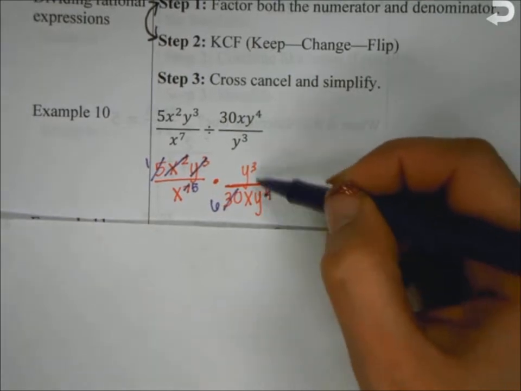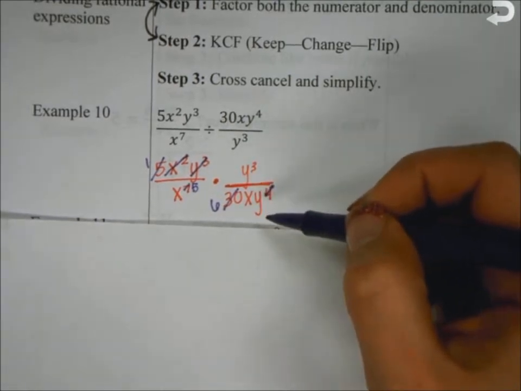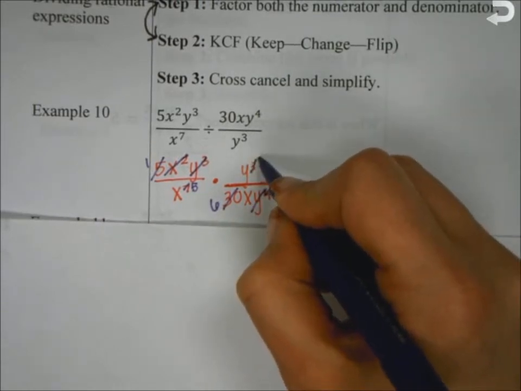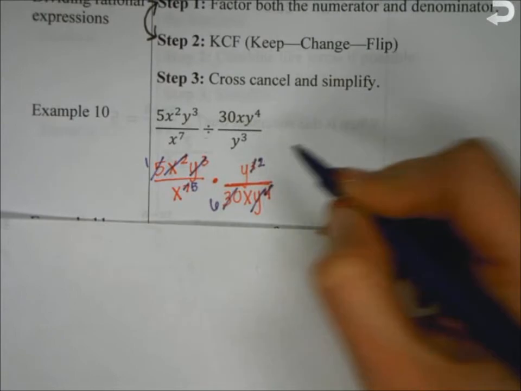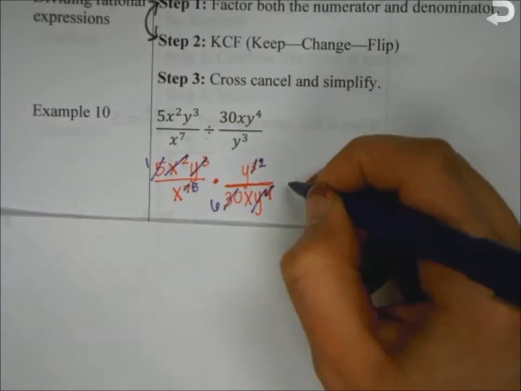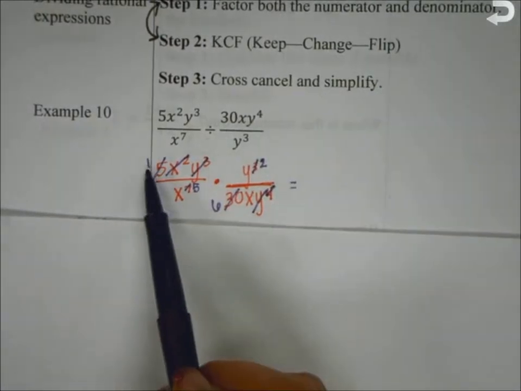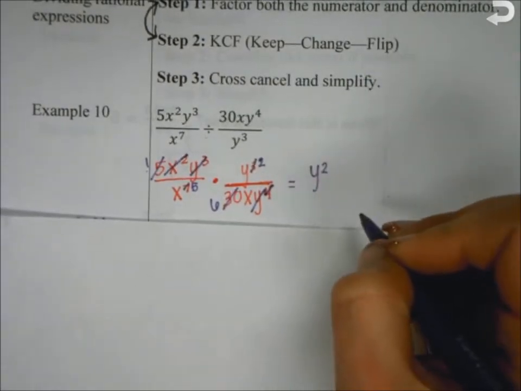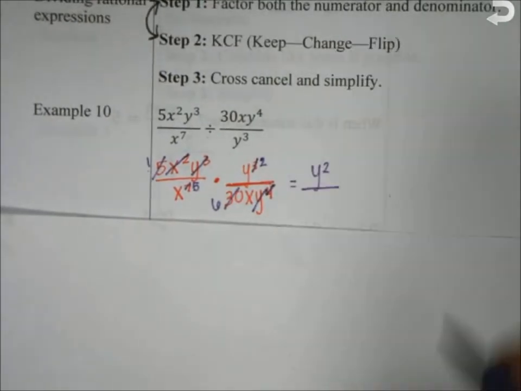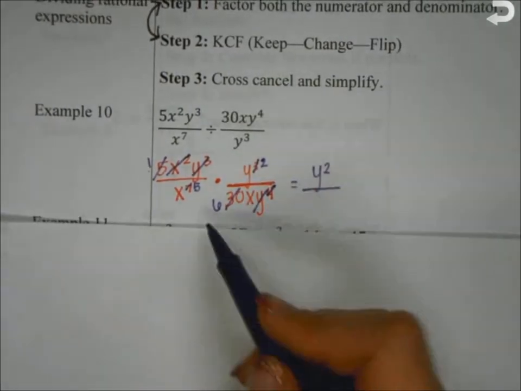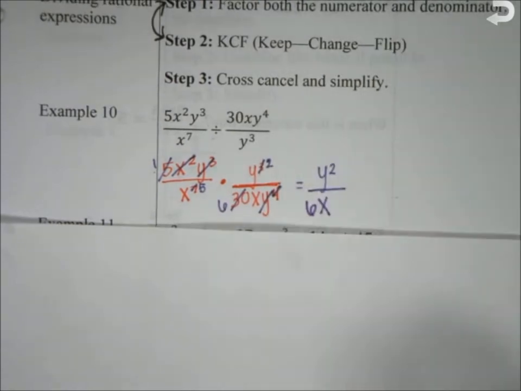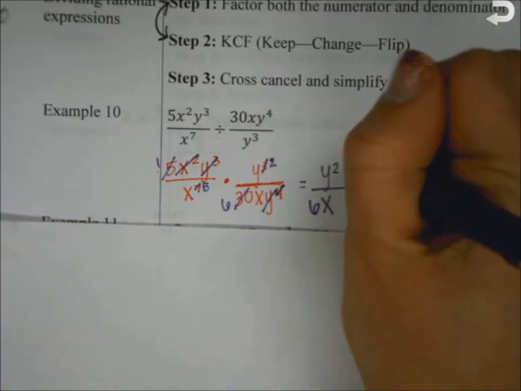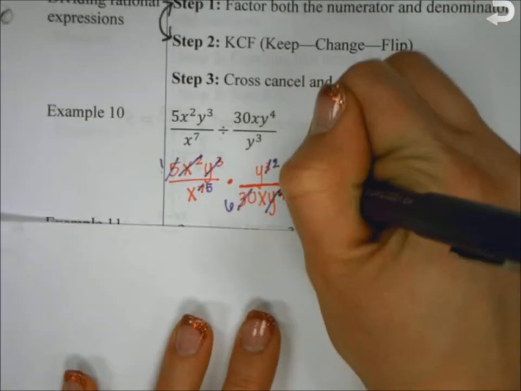And then we multiply straight across. So we have 1 times y squared, which gives me y squared, all over 6x to the 5th times x to the 1st. That's going to be x to the 6. And like I said before, if you want to multiply this out first and then reduce, that's okay too. Okay? It's just one extra step.